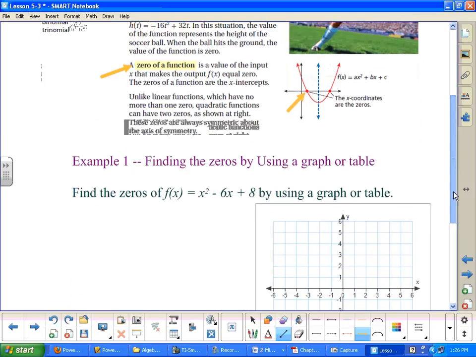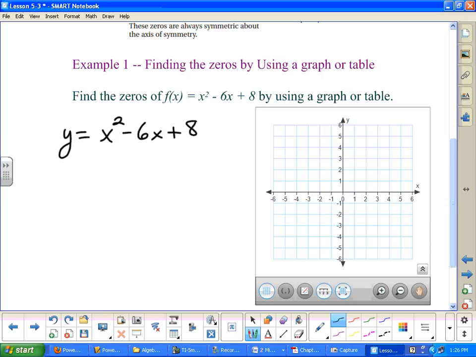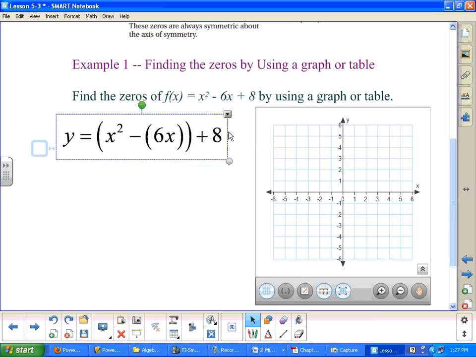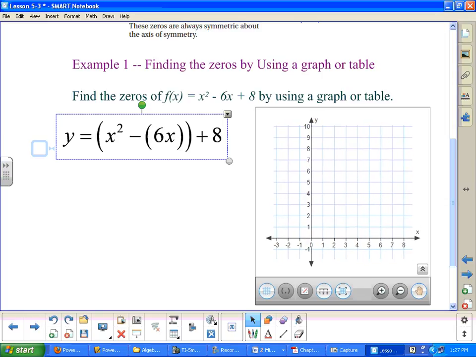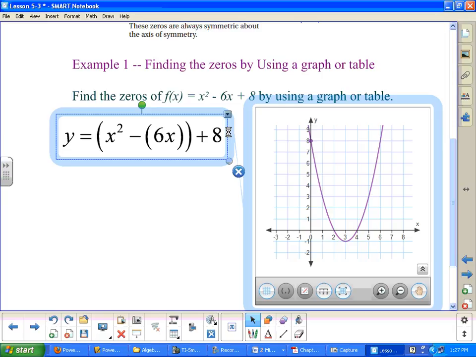So we're going to first look at finding zeros by using a graph or a table. We're actually going to use your calculator to do this with the graph and the table. So take out your calculator and put that function in your y equals. Hit zoom 6. Should look like that.